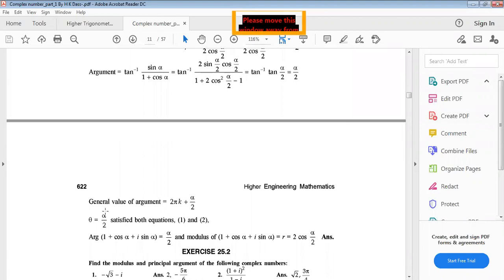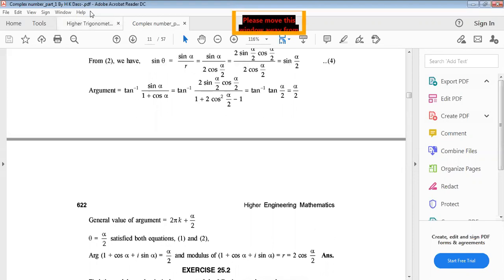So the argument can be written as tan theta equals what? Only angle equals alpha by 2. This angle can be written as 2k pi plus alpha by 2, or 2k pi alpha by 2. That means this theta equals alpha by 2 satisfies both equations 1 and 2. So the argument of this equals alpha by 2, and the modulus of this equals r. This r equals this. This is our desired equation.